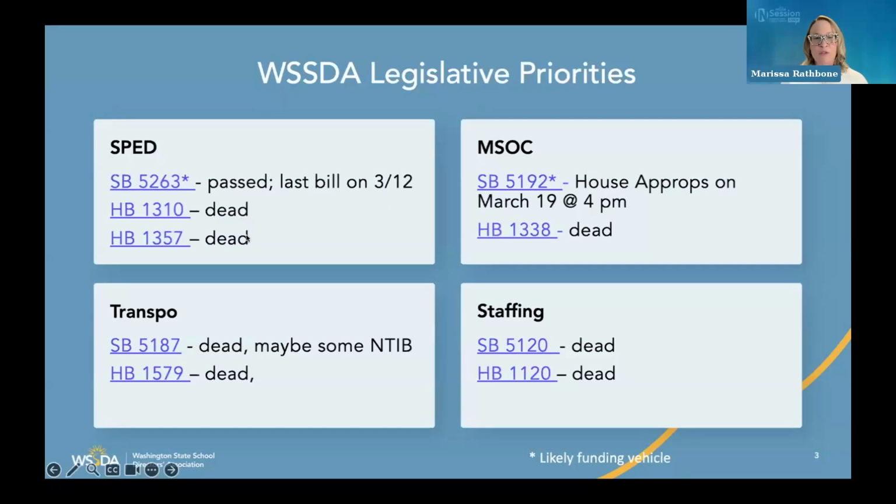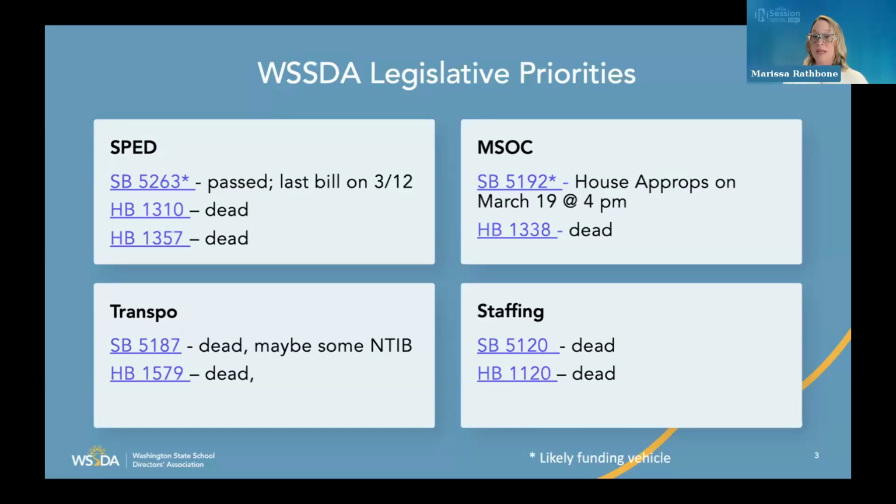I gave a little bit of an overview as it relates to this, but this gives you a full picture of WSSDA legislative priorities and bills that matched those priorities in these key categories: SPED, MSOC, transportation, and staffing. You'll see the word dead on most of these, and that is true. The special education bill, as I referenced, passed last night, so we'll see that progress over to the House.